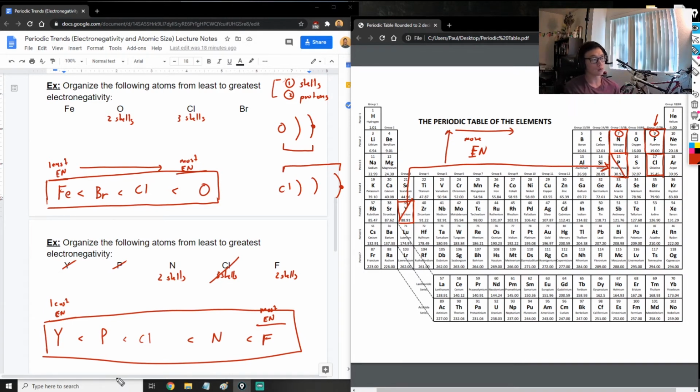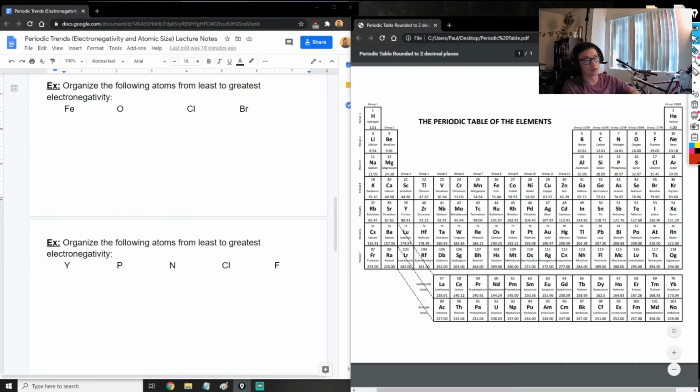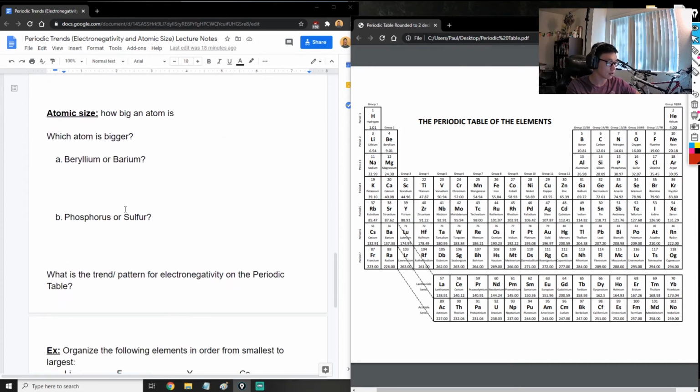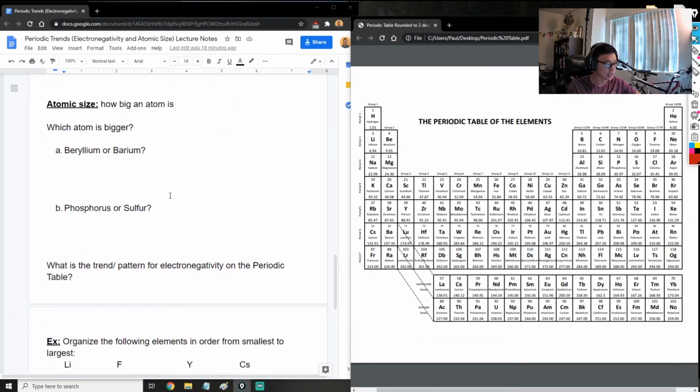Alright, so hopefully that wasn't too bad. That's it for electronegativity, and you'll see problems similar to this on your assignment today. Okay, we have one more trend to go over, and then we'll be done for the day. The second periodic trend or pattern is something called atomic size.